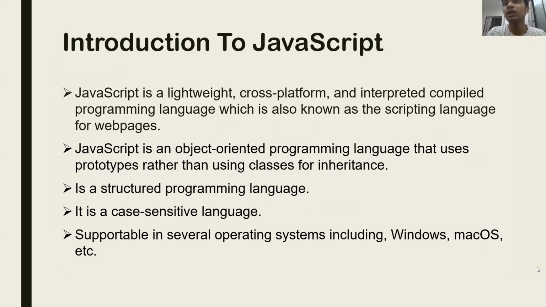It is an object-oriented programming language that uses prototypes rather than the conventional classes concept used in the Java language. It is pretty much similar to the C language. Therefore, it is also a structured programming language, and it is case sensitive. For example, if we have the name car in lower case and upper case, they will have different identities. It is also supported on various types of operating systems such as Windows, Mac OS, etc.